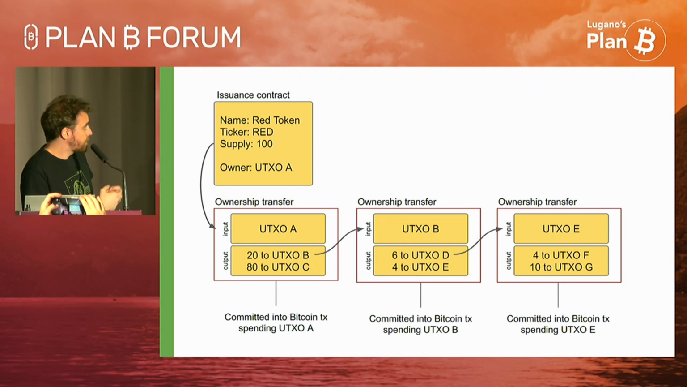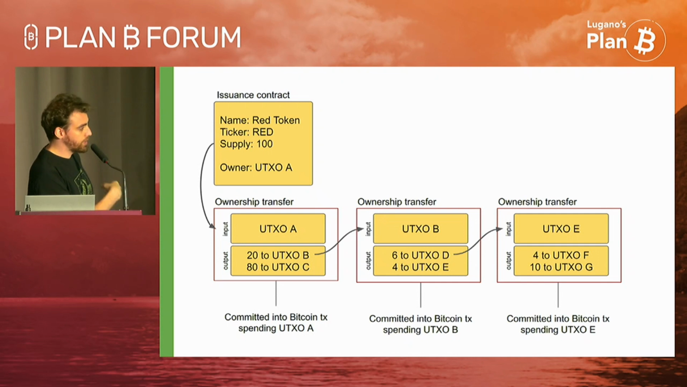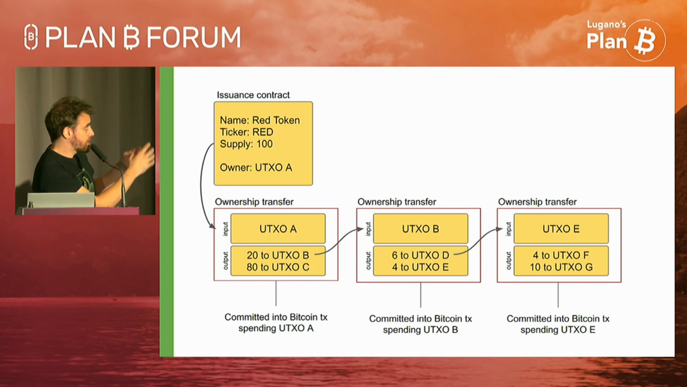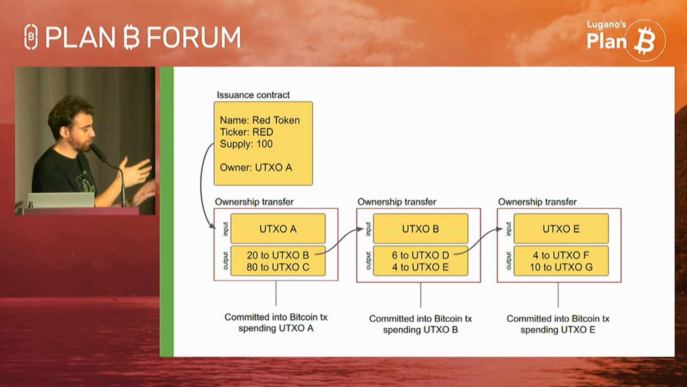So in this example, the issuer had all these 100 tokens in UTXO A, and is sending 20 tokens to UTXO B, so likely his counterparty that he's paying, and 80 tokens back to UTXO C, which is the change where he's sending back his asset that he doesn't want to send to the counterparty. Because when you spend a UTXO, you need to spend it completely. You cannot just spend part of it. And this ownership transfer is just like a message that encodes this information.